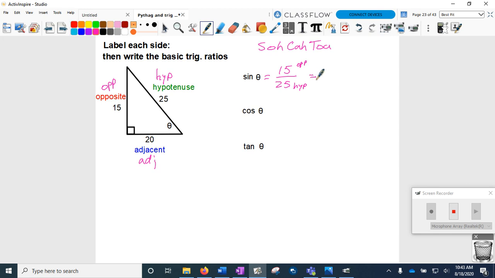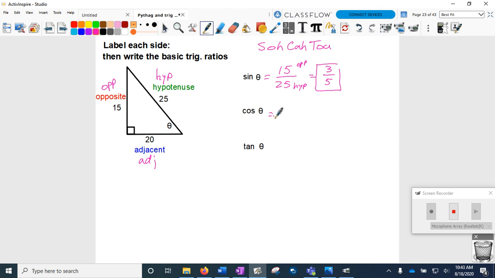Okay, now this is our ratio, but remember, we always want to reduce our fractions. Reduce that fraction. 5 goes into both of these. 5 goes into 15 3 times. 5 goes into 25 5 times. So that is our sine ratio for this particular triangle.